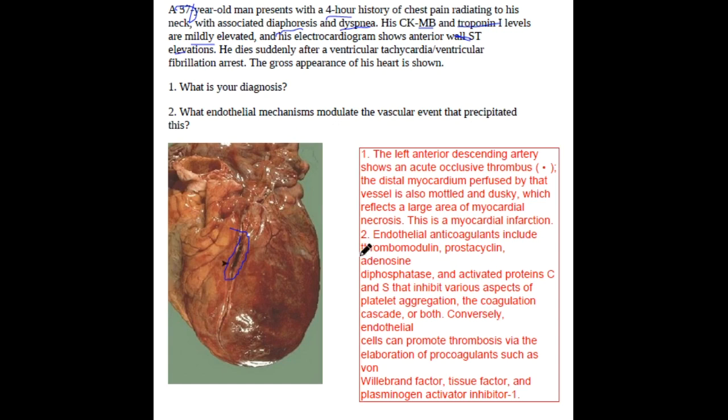So the endothelial anticoagulants like thrombomodulin, prostacyclin, adenosine diphosphate, activated protein C and protein S, all these will inhibit various aspects of platelet aggregation.